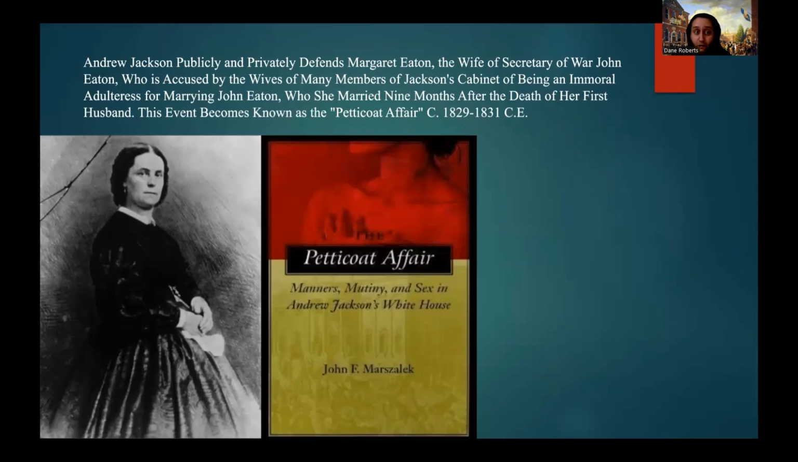Also, in the first couple of years of his presidency, Andrew Jackson would publicly and privately defend Margaret Eaton, the wife of Secretary of War John Eaton, who was accused by the wives of many members of Jackson's own cabinet of being an immoral adulteress for marrying John Eaton, who she had married only 9 months after the death of her first husband. This event would become known as the Petticoat Affair and would last between 1829 and 1831 CE.